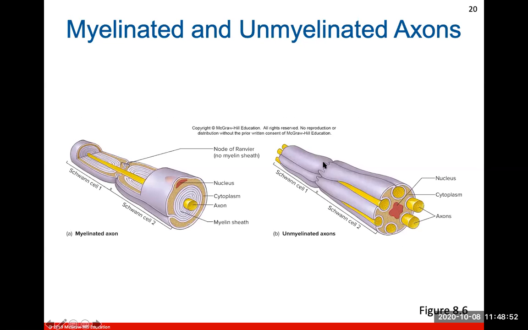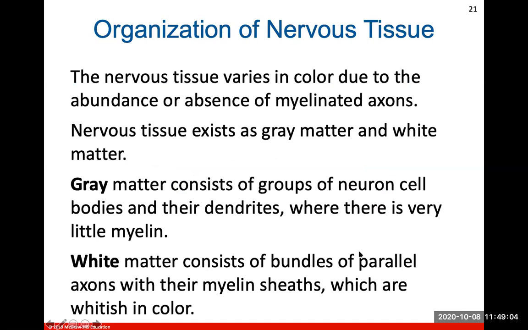So here's just a look at a myelinated and an unmyelinated axon. You can see how the myelination wraps completely around the axon versus an unmyelinated axon, which will have spaces or gaps between the myelin. Okay, then this is a look at how we organize nervous tissue.